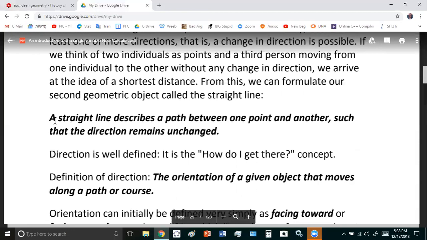So, for example, we can say a straight line describes a path between one point and another, such that direction remains unchanged. See, I didn't even use a straight edge or a compass to construct that path. Now, I could draw a straight line, but that's not what a straight line is. It's just a visualization or a reification of what it means for the shortest distance between 2 points, right?